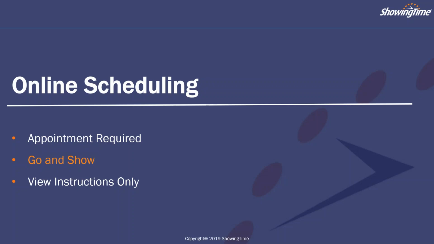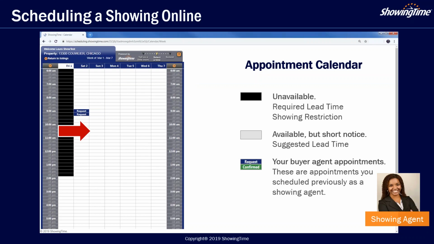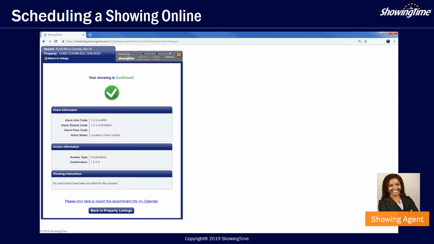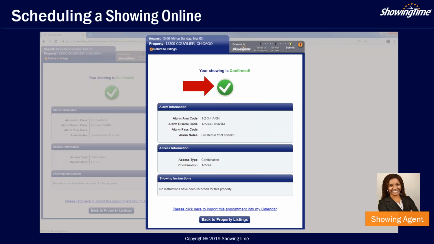Now, there's two more ways that listings can be configured to receive showing requests, and this next one is Go and Show. So similar to appointment required, we're going to select that available time on the calendar and then complete the request form and then click yes. And then you'll notice this time, since the request setting is Go and Show, confirmation is automatic and you'll be able to view the access details immediately, and it will be sent to any notification type that you've enabled as a showing agent. So as a listing agent, we recommend that you use this setting for all of your vacant properties or any of your show anytime properties where your seller is eager to get as many showings as possible.